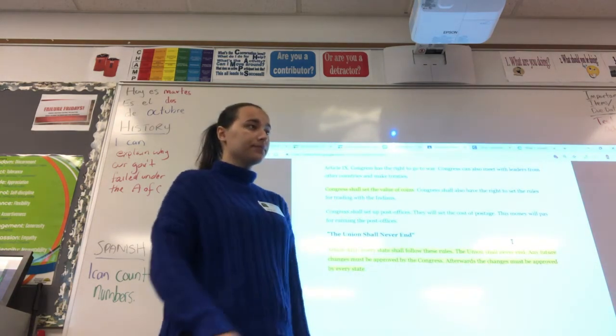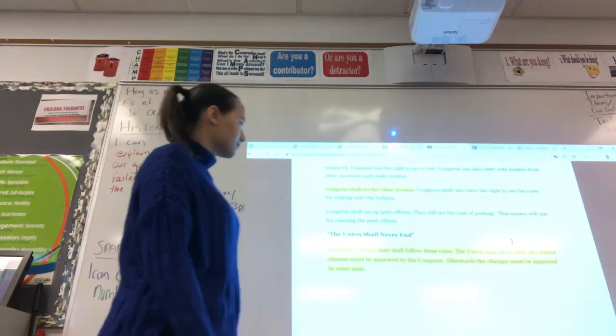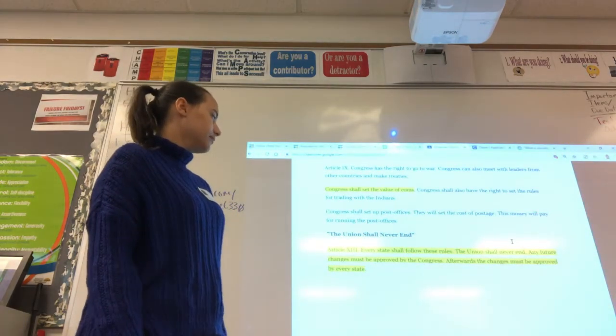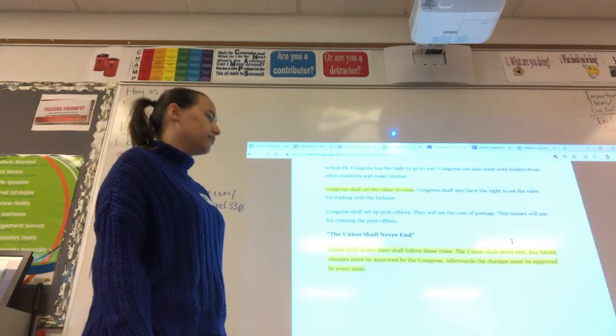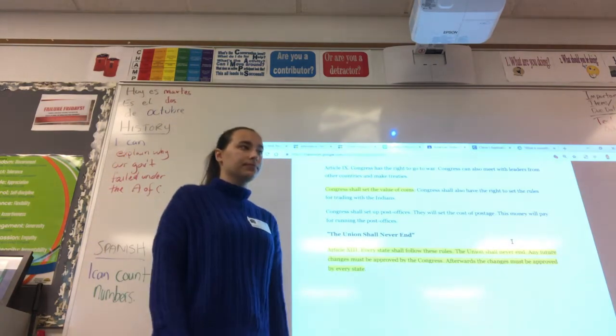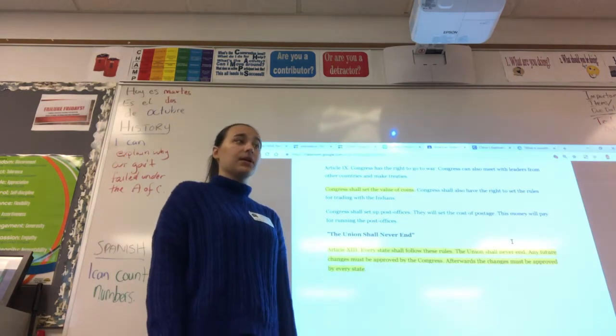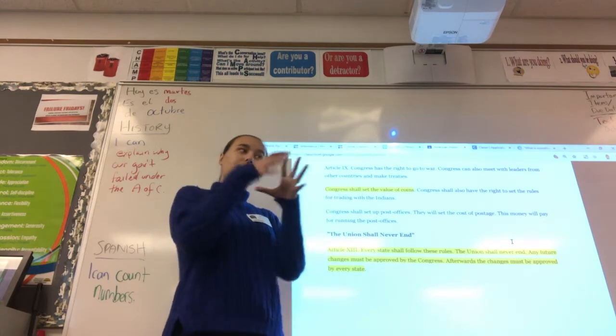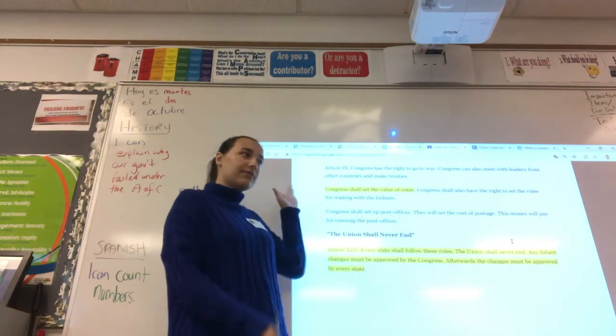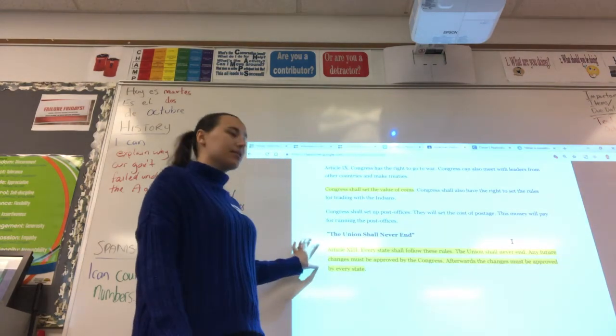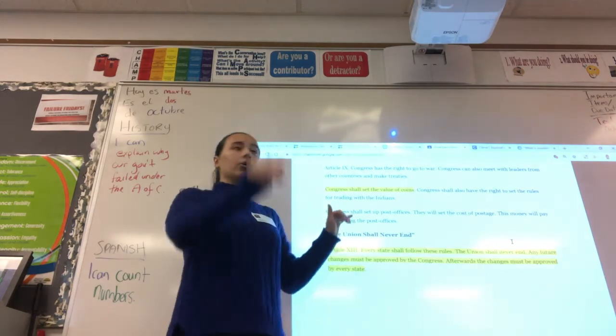And then for the union shall never end, it pretty much says that without the Congress and the other states' consent, the state cannot leave the union. Right. Which, I mean, we don't want them to leave the union, but we just gave them all this power, so this kind of contradicts that. You're exactly right. Group 4.